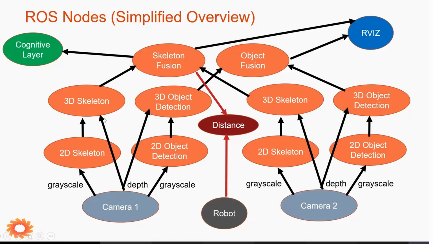They subscribe to the depth image and place the 2D coordinates into a 3D scene and publish that information again in the ROS framework. This allows for the results from different cameras to be fused into one final skeleton or object detection box. This final result gets published and will be used by the cognitive layer, or also it can be used by the visualization of ROS to inspect the results.